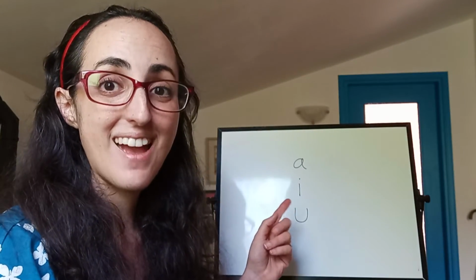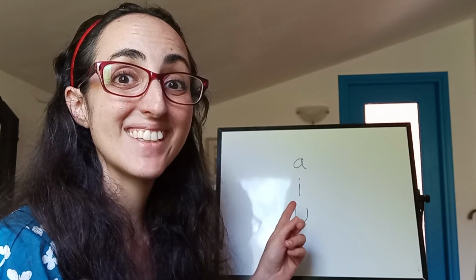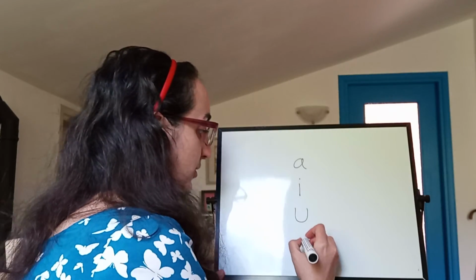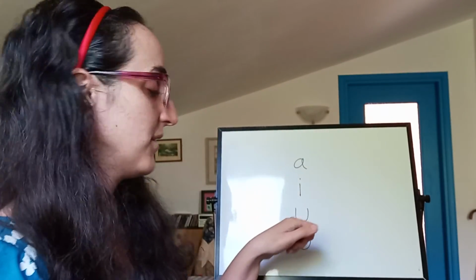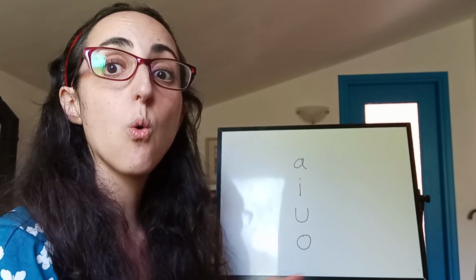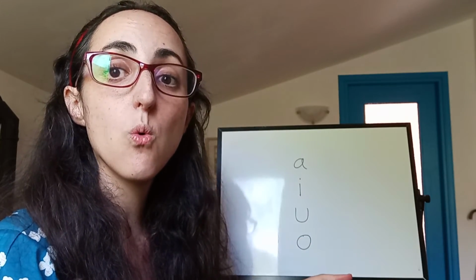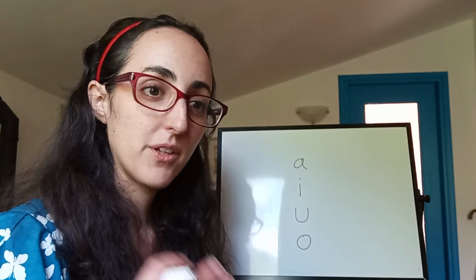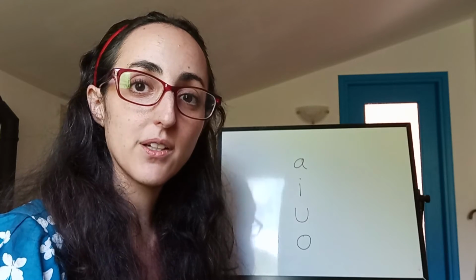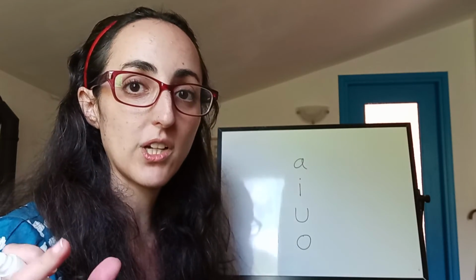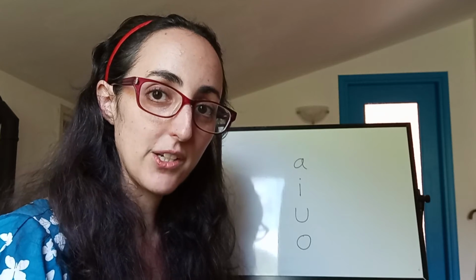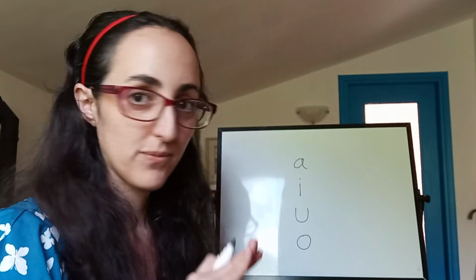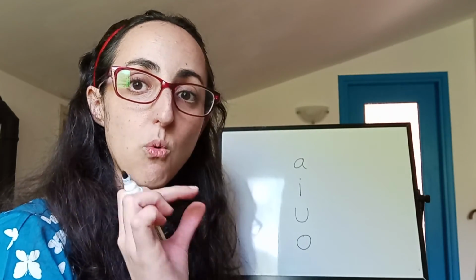It's not I-I, it's just I. In the U, this is just U. So no E-U. For example, if you say something like musica, because it sounds very similar to the English, in English you would say music, with an E-U. You don't do that in Italian. You keep the U. Musica.